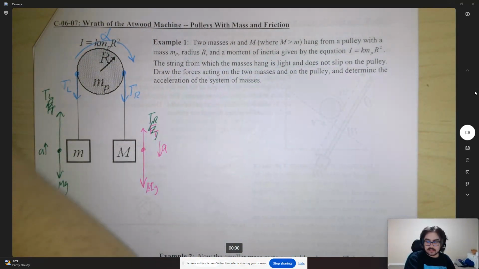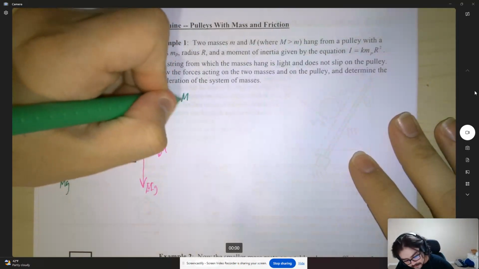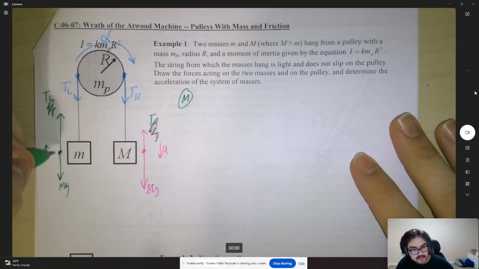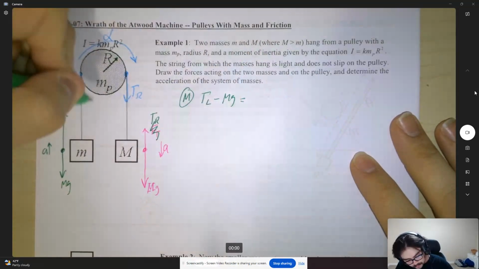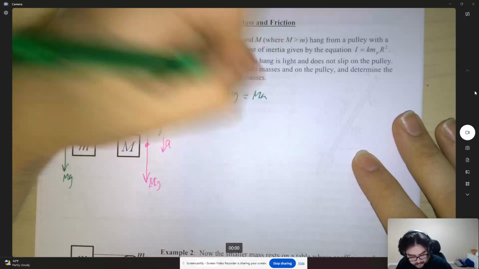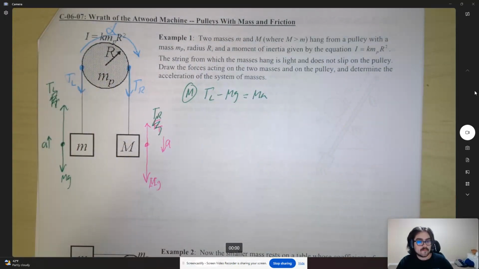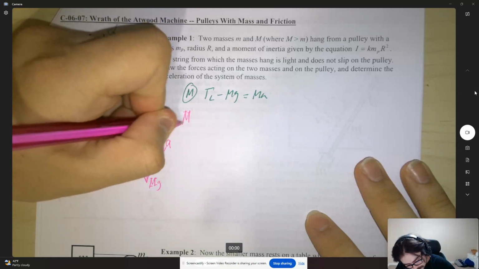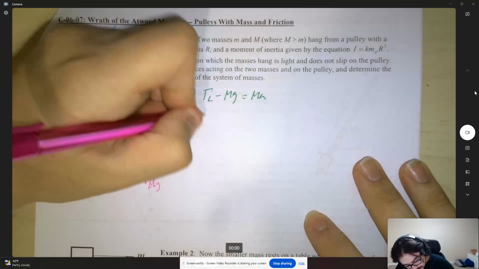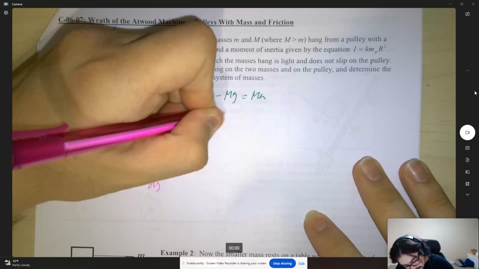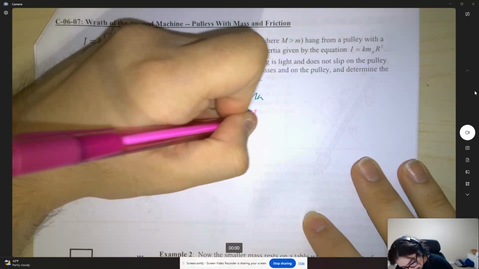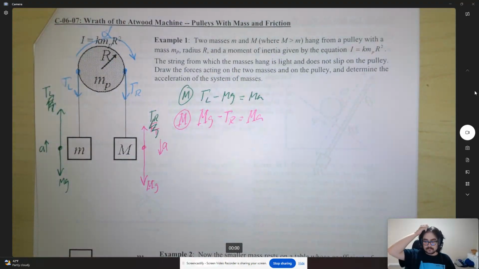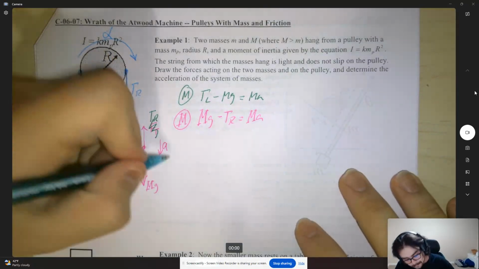So when I write my Newton's second law equations, for little m, I'm doing TL minus mg equals little ma. For my big M, I'm doing big M g minus the tension force on the right, TR, equals big M A. Nothing too crazy yet. But then I have to consider the pulley.